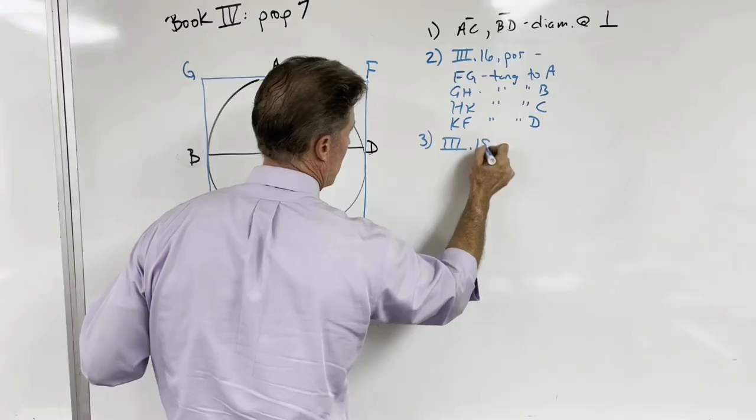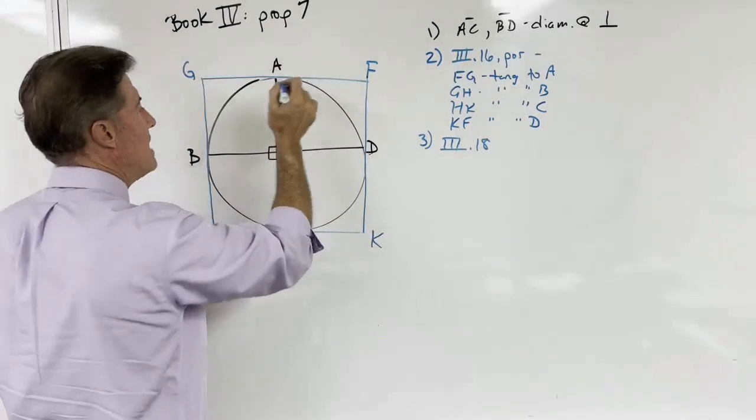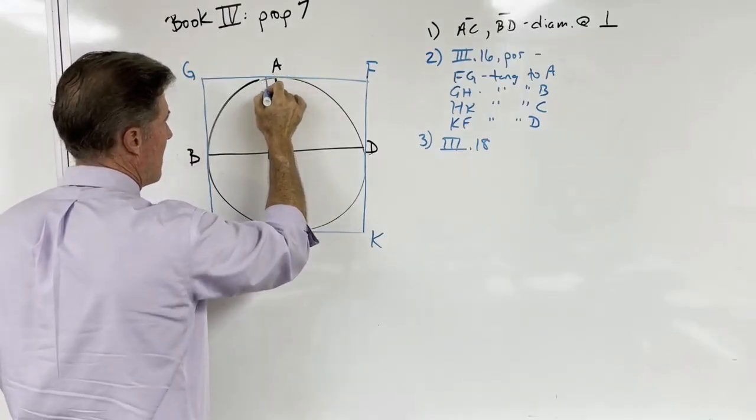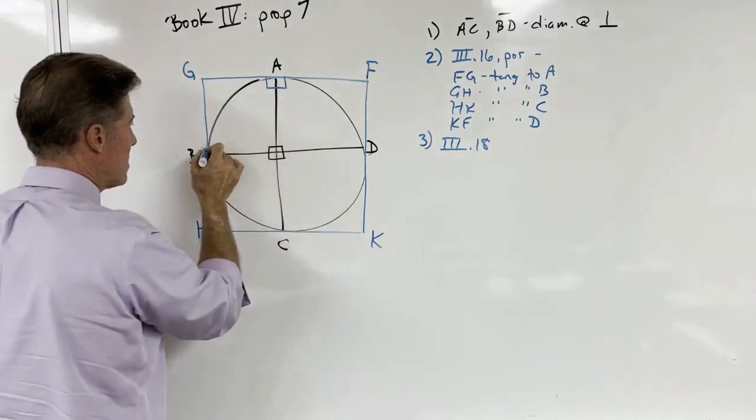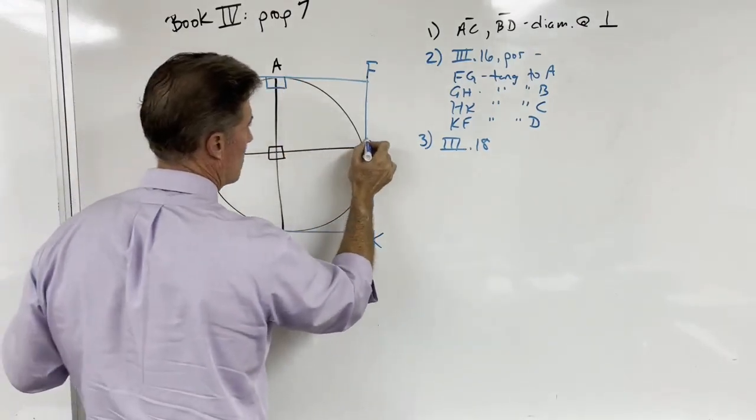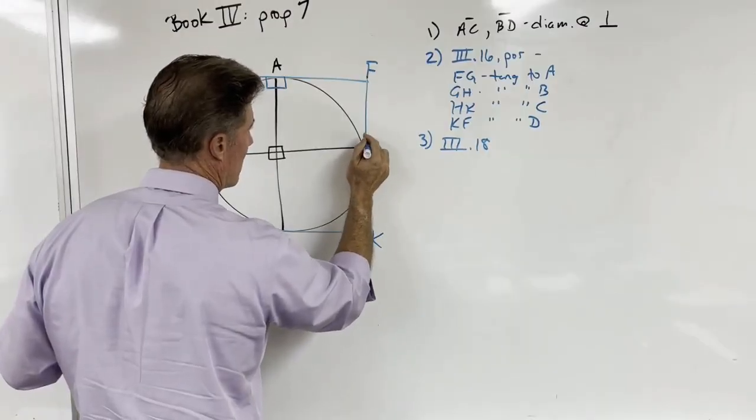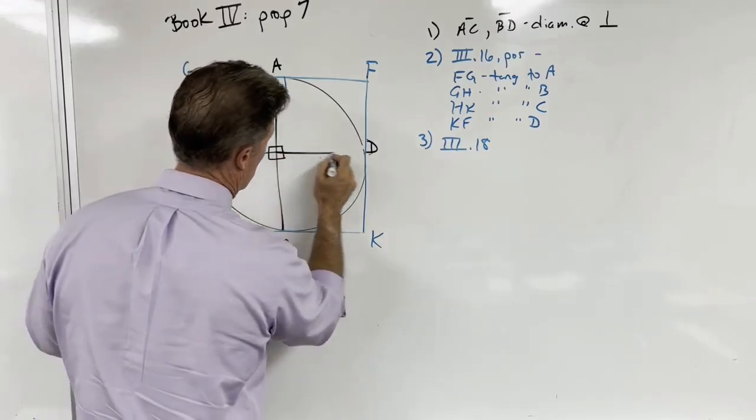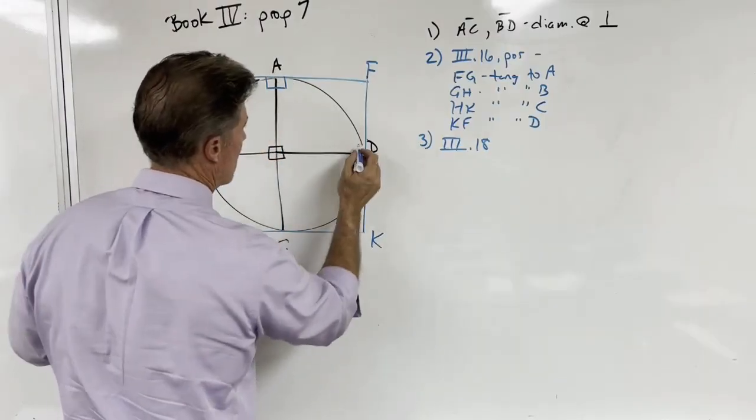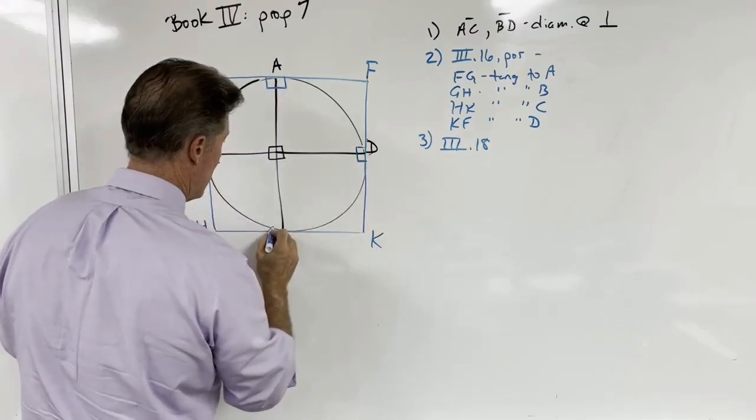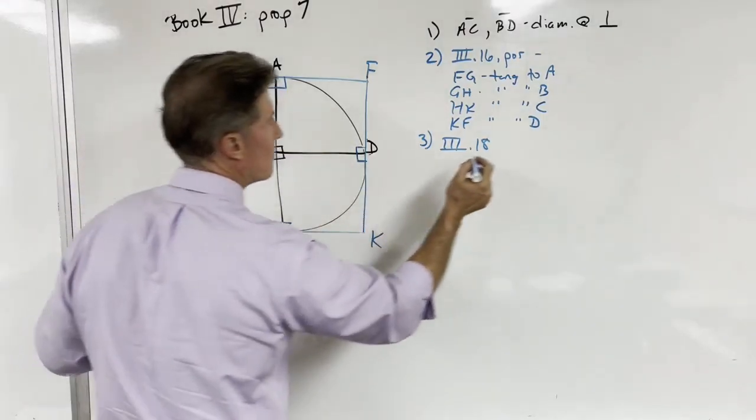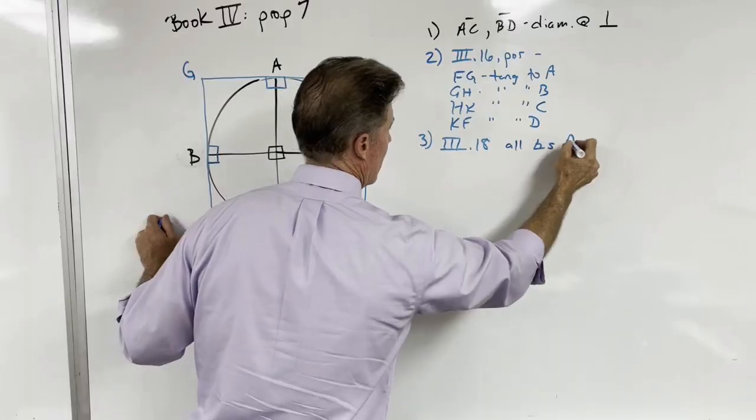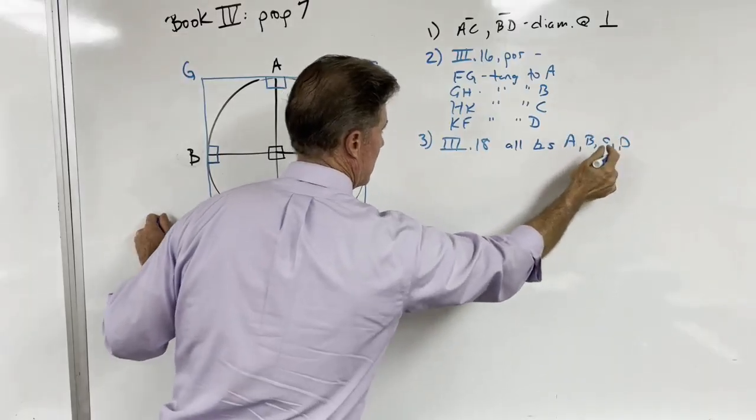And then we're going to recognize, using Book 3, Prop 18, that when we have a tangent line, it intersects this diameter at a right angle. So if we didn't already know that through construction, we now know it through Prop 18. Now this is really not drawn very well, is it? But these are all right angles. Okay. So we have all right angles at A, B, C, and D.